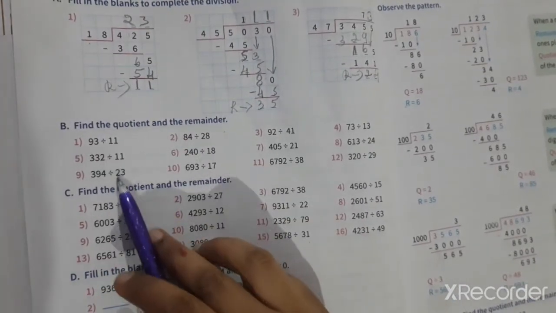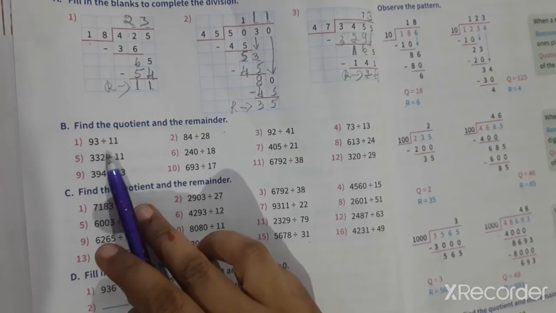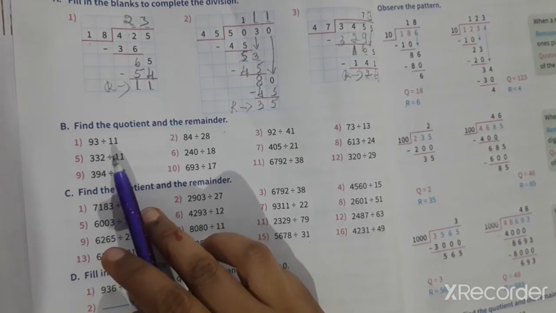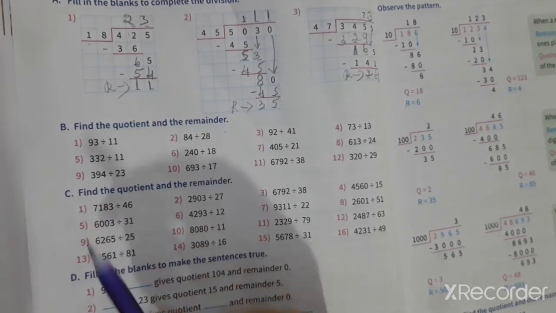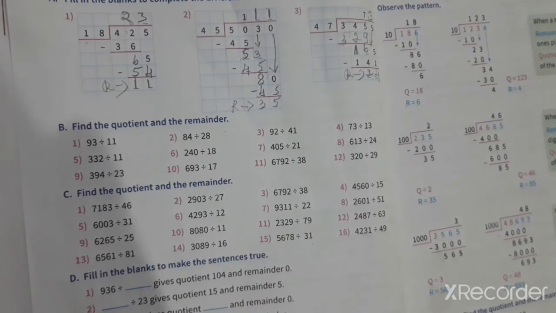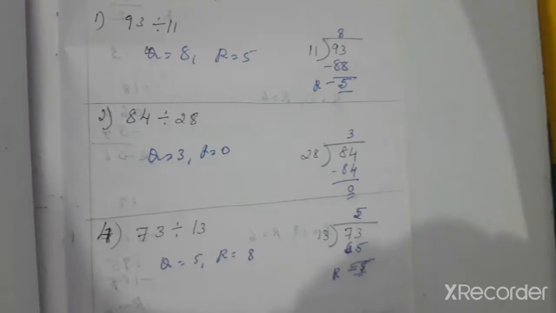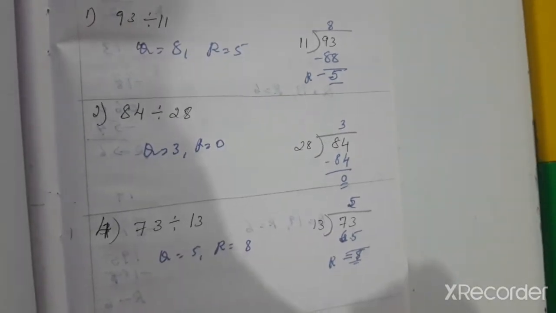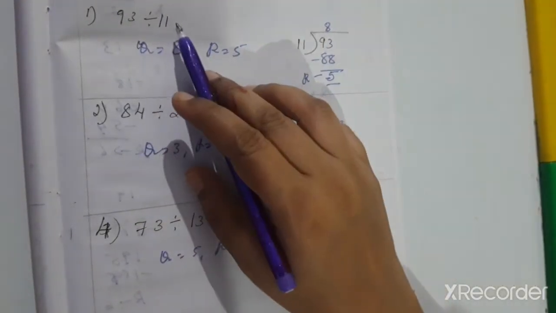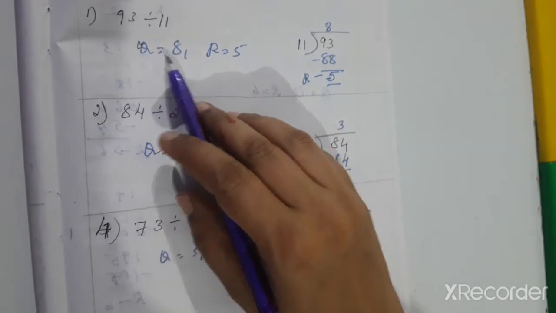Again we are dividing. You can do it. Try this yourself, children. Do it yourself, B and C. After doing it yourself, check the answer. Again 4.4 B. Find the quotient and the remainder. Do it yourself and check the answer here.